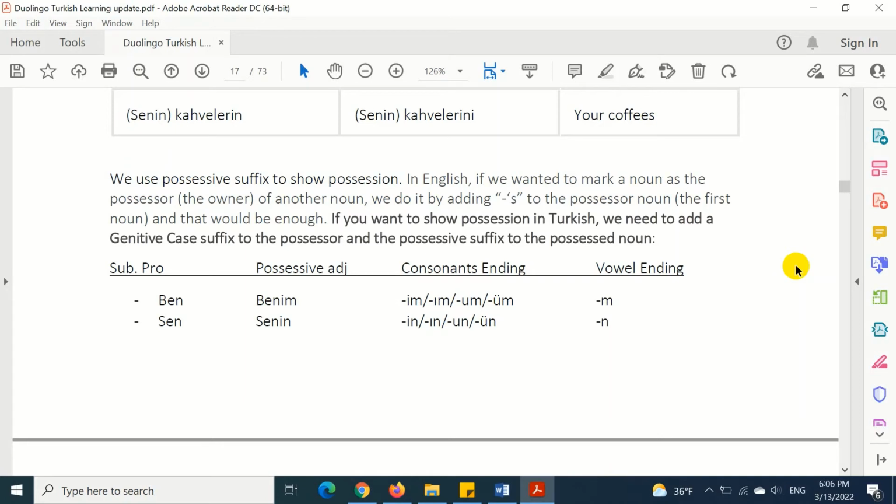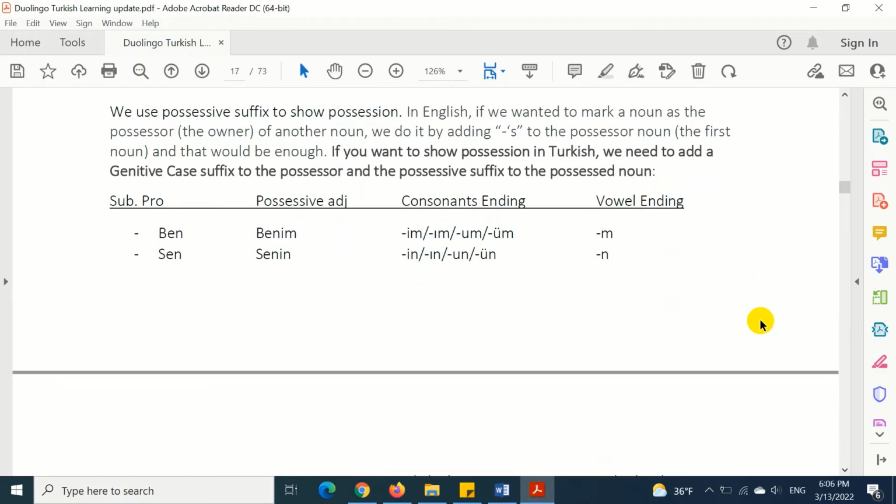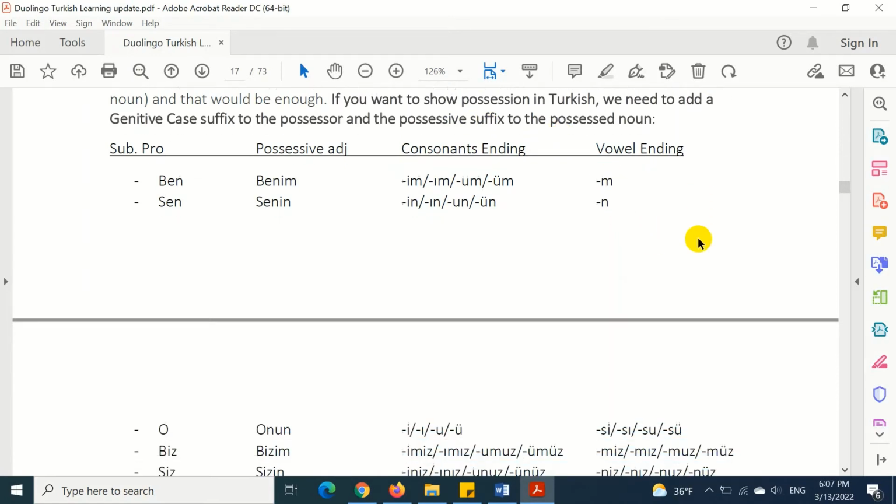We use the genitive case with the possessor, and also the possessive case with the possessed noun. If you want to show possession in Turkish, we need to add a genitive case suffix to the possessor and the possessive suffix to the possessed noun. So the possessor is clear, easy. Whenever you are using a noun, you add the suffix in to the noun. But with the possessed noun, you also add possessive suffixes, which are listed here.